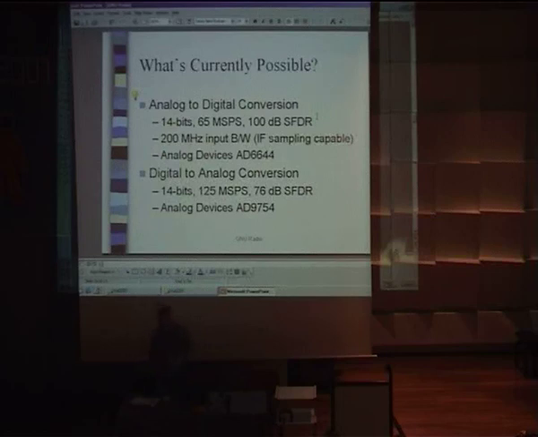So on the receive side, basically today you get a 14-bit converter running at 65 million samples per second. Now that is actually pretty good. These happen to be Analog Devices parts. They are the best ones available today. These are parts that are targeted at cellular base stations, and in small quantities they're about $40.